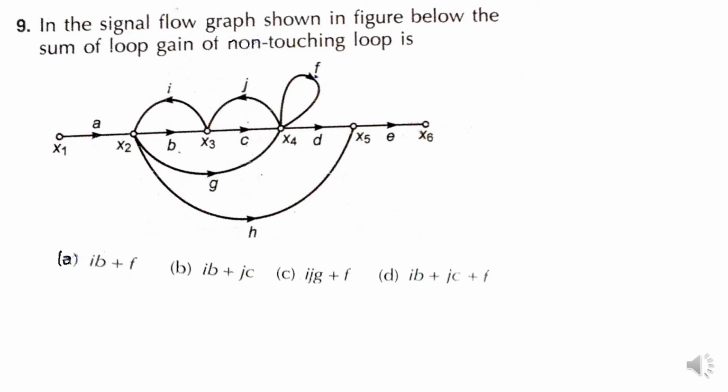Problem number 9. In the signal flow graph shown in figure below, the sum of loop gain of non-touching loops. Here one pair of non-touching loops. This is one of the loops and this is the next, that's a self loop. Both are non-touching loops. Here I am going to find out the sum of these non-touching loops. The loop gain of the first loop is I into B. And the second loop, the gain is F. So IB plus F, that is the correct answer. Option A is the correct answer.